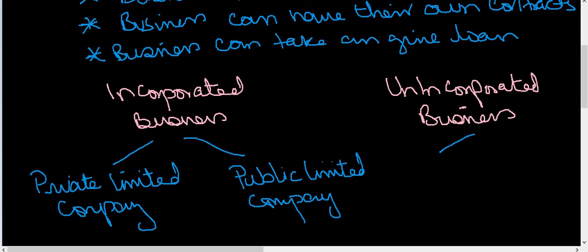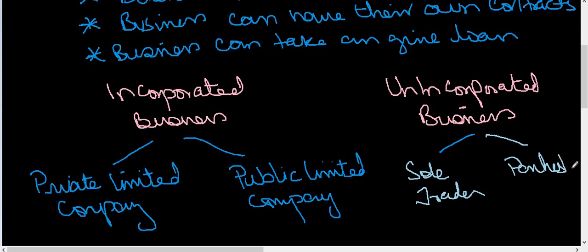Unincorporated: sole trader, partnership. So they don't have a separate legal entity. The business is the owner. Over here, business is separate from the owner. Like we always say, this is the business and we have separate owners. Alright, we understand all of this, right?